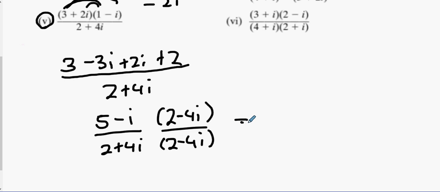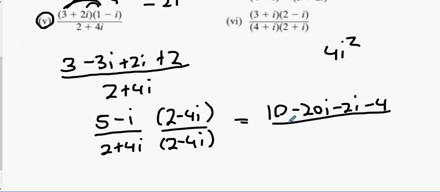Right, then we get 10 minus 20i, minus 2i, 4i squared, otherwise known as minus 4. And then, anybody know a shortcut for the bottom? What's the shortcut for the bottom? The middle's always going to cancel, isn't it? So 2 by 2, 4i by minus 4i, minus 16i squared, otherwise known as plus 16.